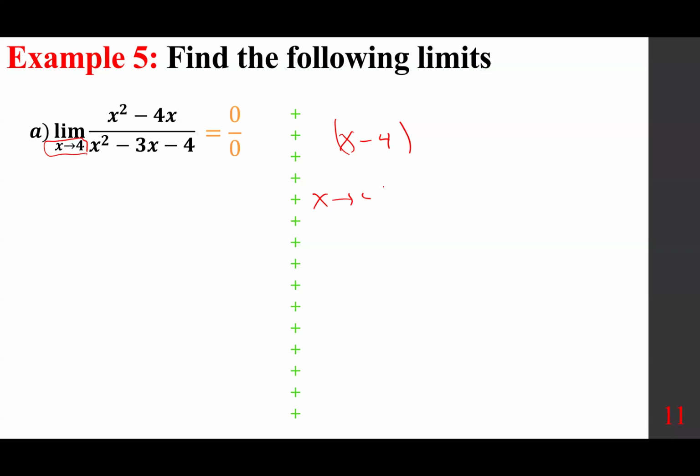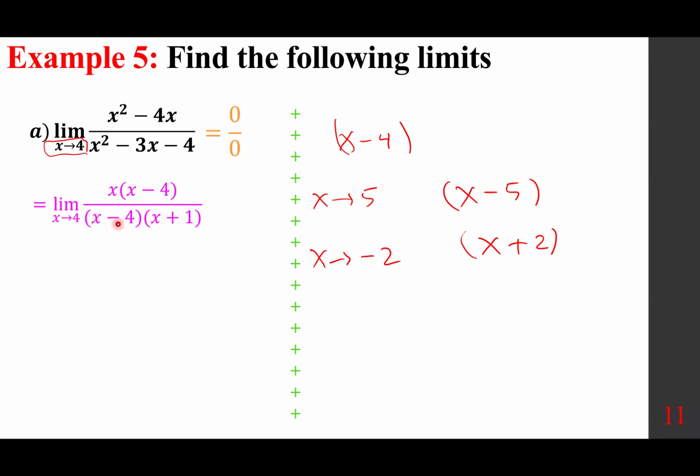If x approaches 5, there must be a factor of x minus 5. If x is approaching negative 2, there must be a factor of x plus 2. Okay? Just to help you with the factoring. Of course, when you want to factor easily, the top, you just take out the x. The bottom, you want two numbers. The product is -4. The sum is -3, which makes it -4 and +1. But as I mentioned, this will help you see that this is one factor. These two cancel each other, you're left with the rest of it. And if you plug in 4, you get 4/5 as the final answer.